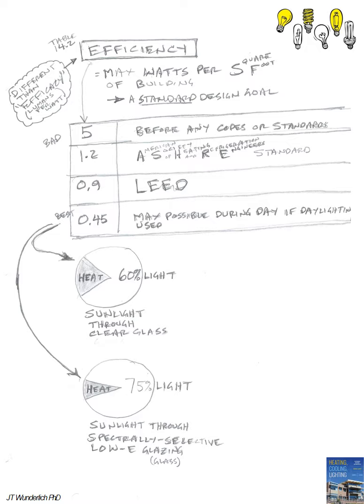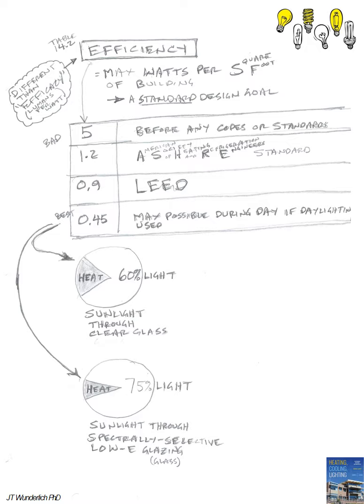watts per square foot to get lighting. But then if you're being wise about how you're doing it, and scientific and design-minded, ASHRAE, the American Society of Heating, Refrigerating, and Air Conditioning Engineers, has a standard of 1.2. LEED, we know of LEED, is 0.9, and then 0.5 is the maximum possible that you could get during the day if daylighting is used.